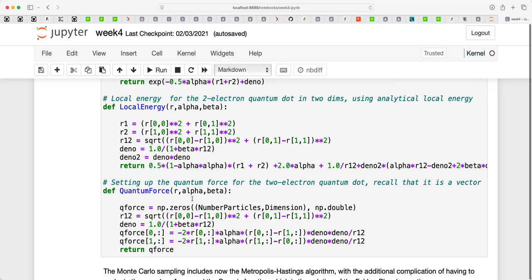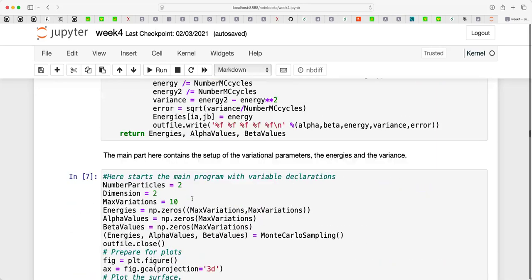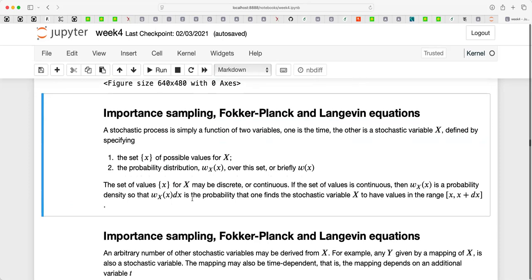So one of the things which I wanted to do is to give you a little bit more of the background of the mathematics of importance sampling and the Fokker-Planck equation and the Langevin equations. So I will go through some of the material here before we go back to the whiteboard.